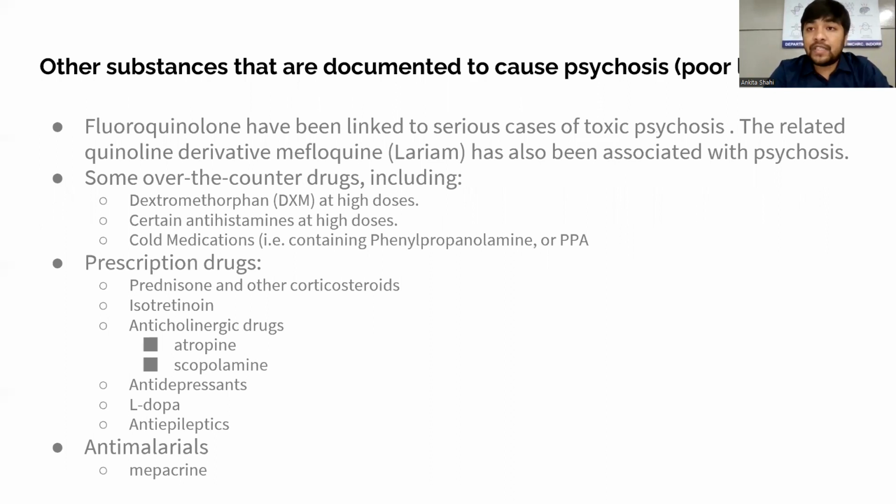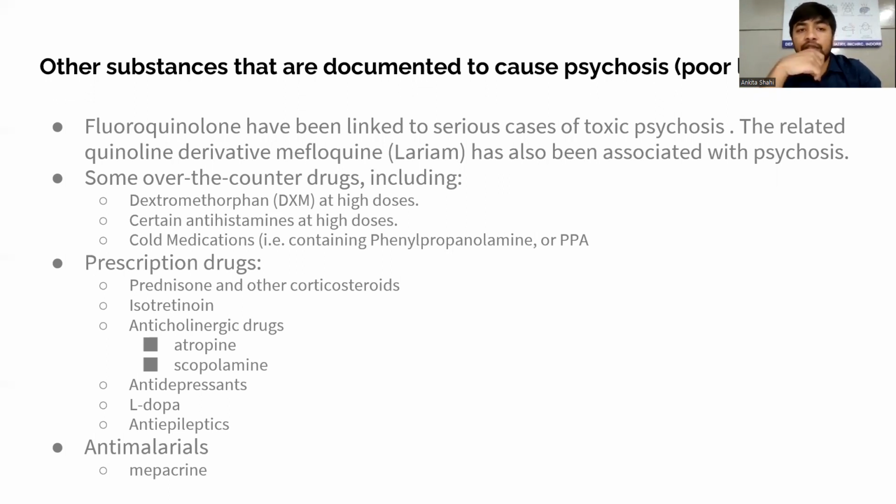So now these were the main substances that are concerned, but there are other substances that are documented to cause psychosis also, but the literature for them is relatively more poor. The substances discussed before, believe it or not, are the ones with the stronger literature, even though they are still not conclusive in many cases. These have very weak cases, but reports of psychosis or case studies or certain trials have been done. So fluoroquinolones have been linked to a serious case of toxic psychosis. Mefloquine has been associated with psychosis.